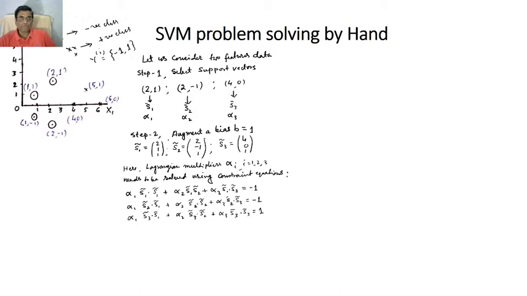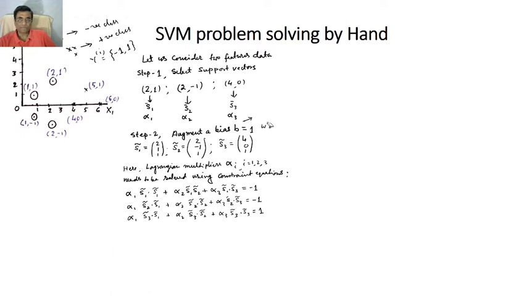Then in step 2, we need to augment a bias. This bias is, as in our earlier discussions on regression and logistic regression, we called it like this, making x0 always 1, that is w0.